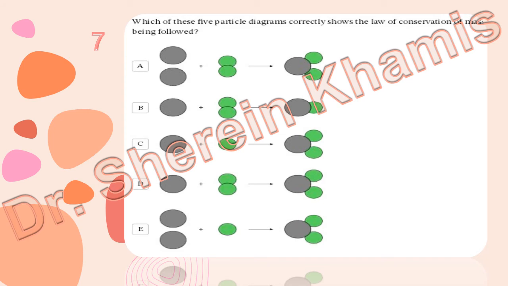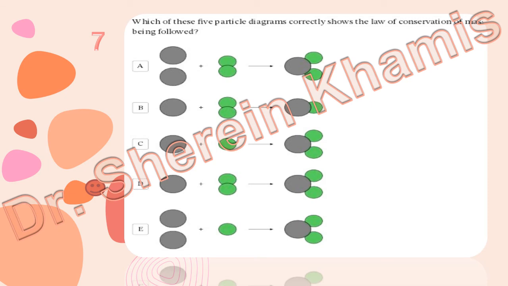The second one, we have 2 green and 1 product green, so B will be wrong. The third one, we have 1 gray and 1 green giving 1 gray but 2 green, also it is wrong. We have here 1 gray giving product 1 and 2 green giving product 1, it is the right one. The last one here, we have 2 gray giving the product 1, so the right answer will be letter D. We must calculate the numbers of circles that we have.